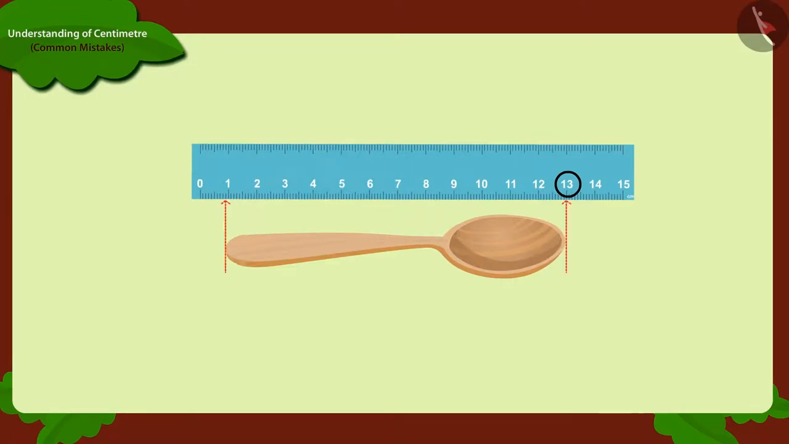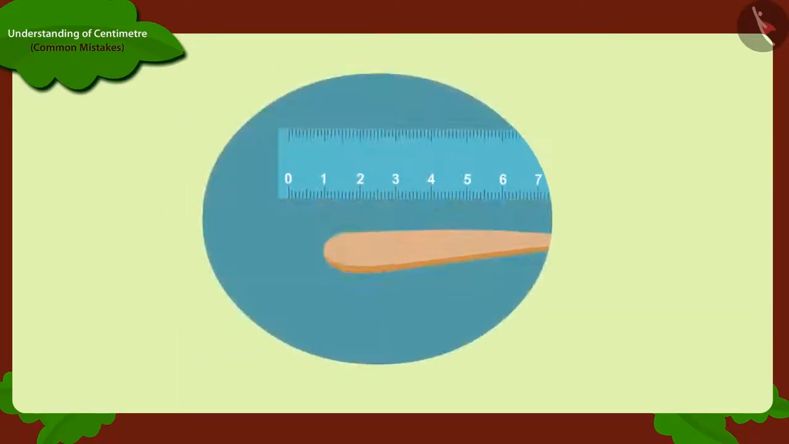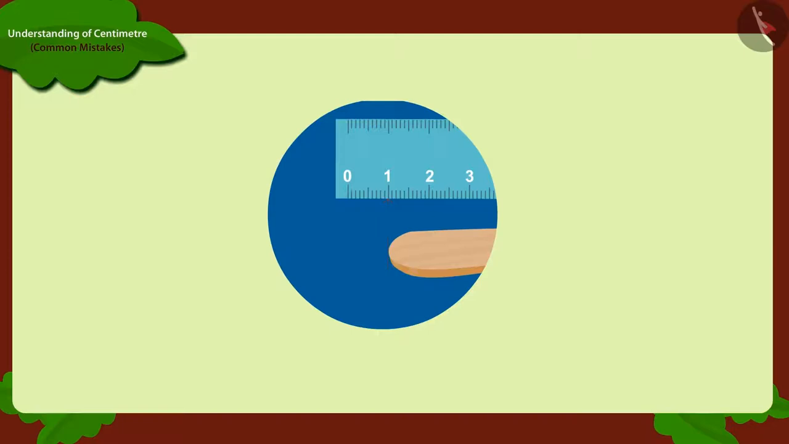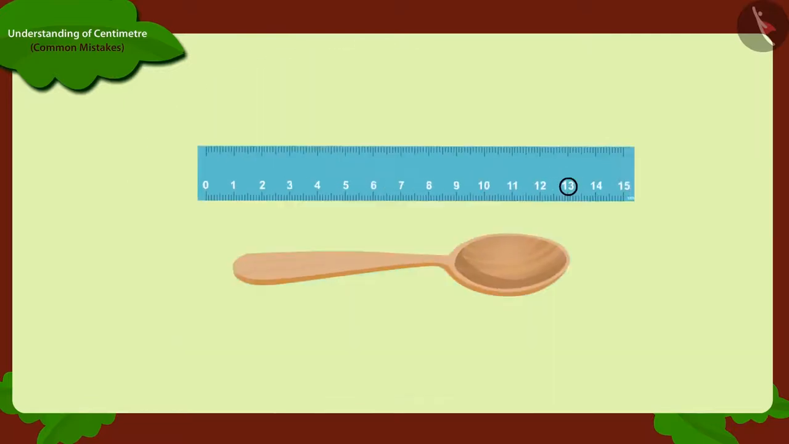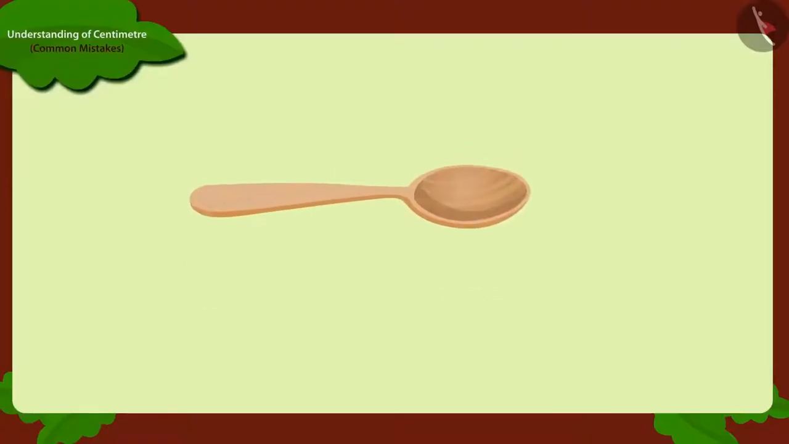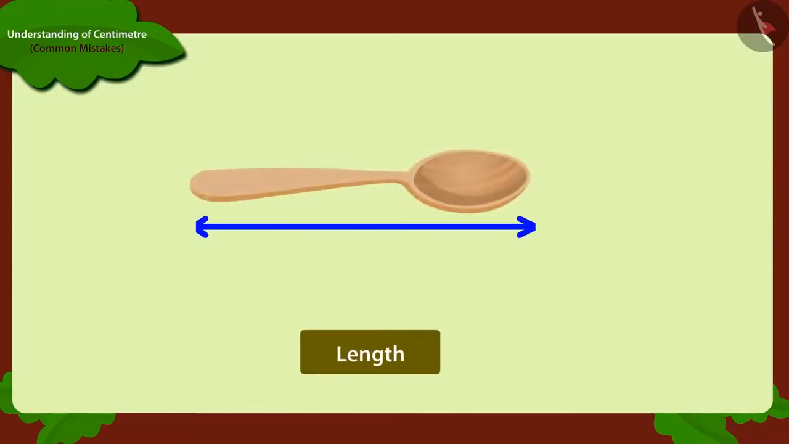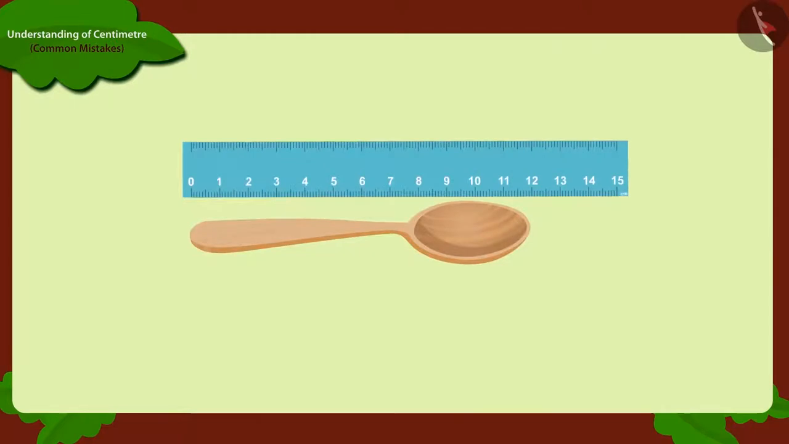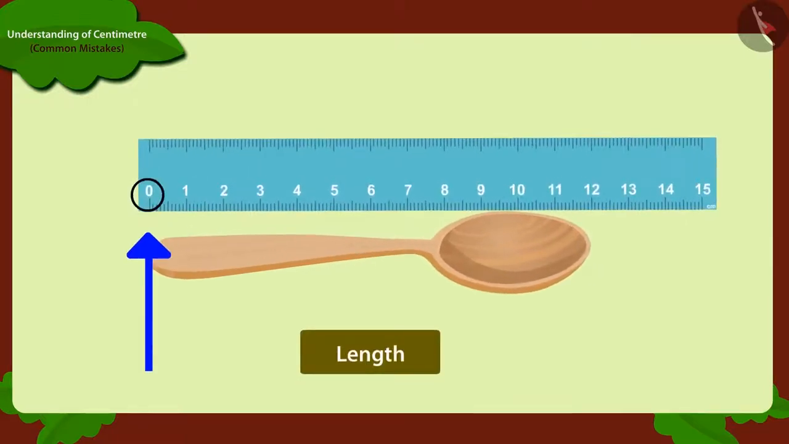Yes, this time when Chanda measured the length of the spoon, she started measuring the length by 1 instead of starting from 0. So, 1 centimeter in length of spoon was added. Keep in mind, kids, whenever we are measuring the length of any object with a ruler, we should always keep in mind that we start measuring the length by the zero number.